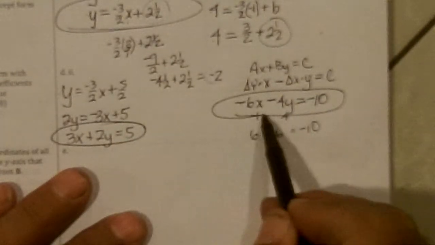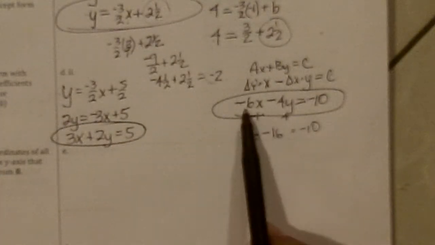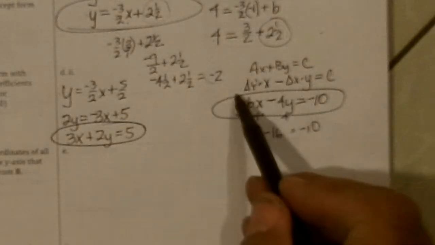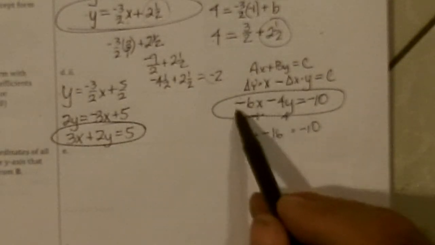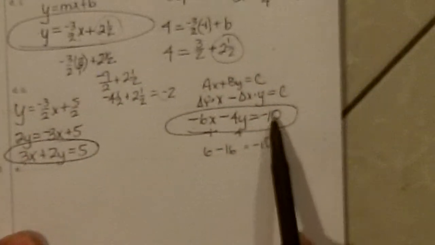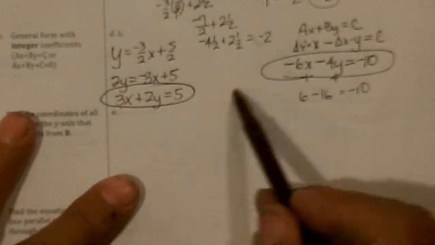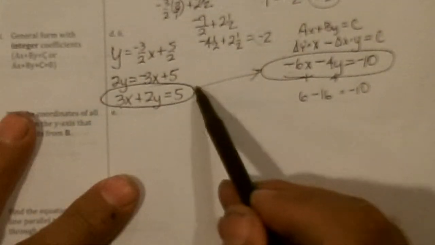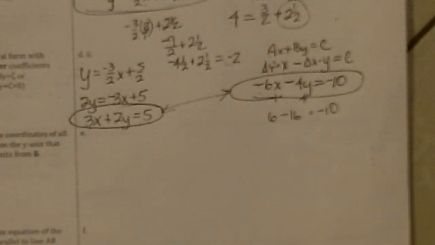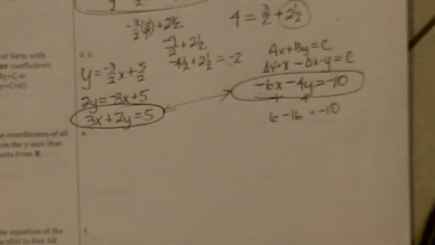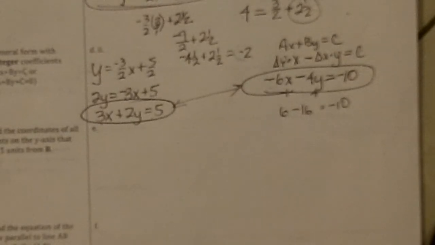And that would work. I could also divide this all by negative 2. Divide that by negative 2 and I get the 3x. Divide that by negative 2 and I get the 2y. Divide that by negative 2 and I get the 5. So these are the same equations, just multiples of each other, but they're the same equation. So that would also work for getting the equation.